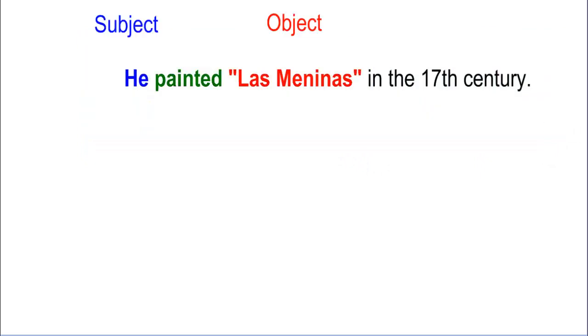We can find some elements that are important. First of all, we have the subject. In this case, he. Painted is our verb, and then the object. In this case, the direct object is Las Meninas. So we can say he painted Las Meninas in the 17th century.